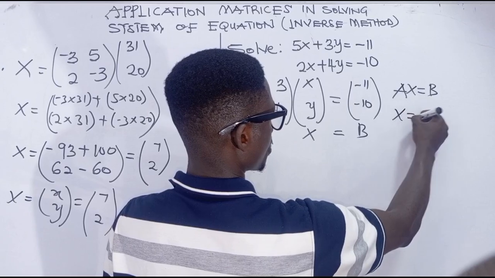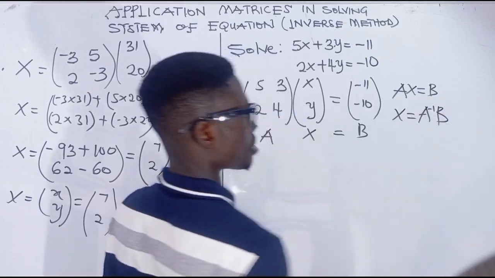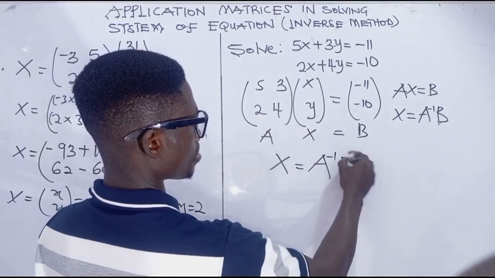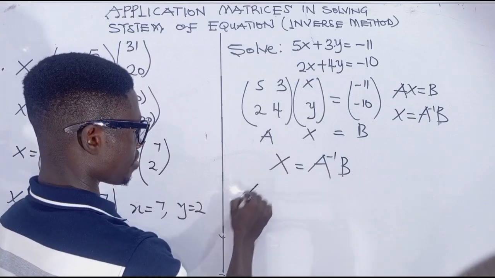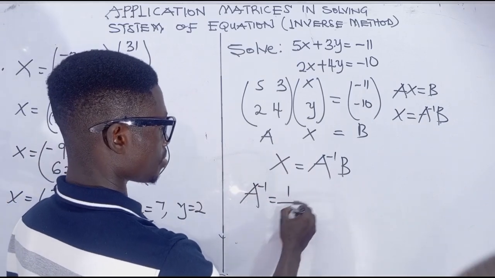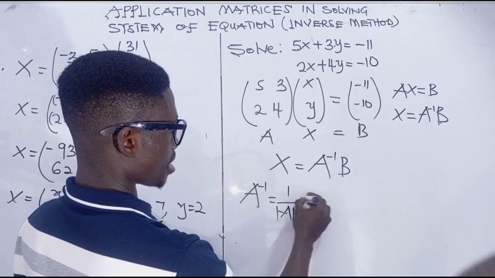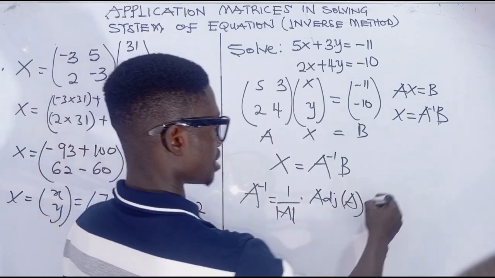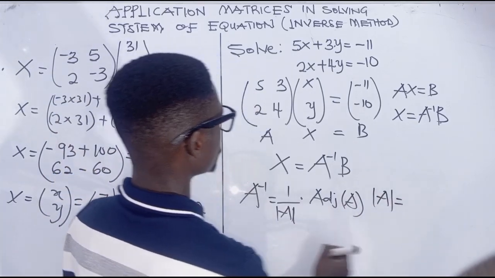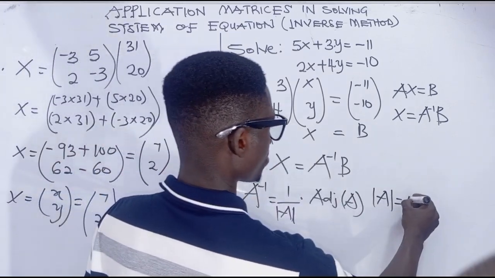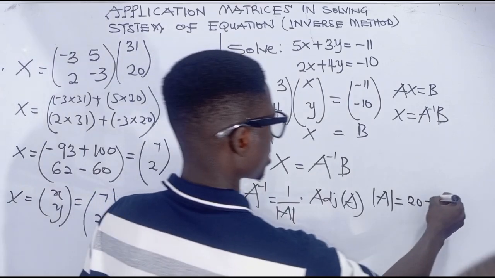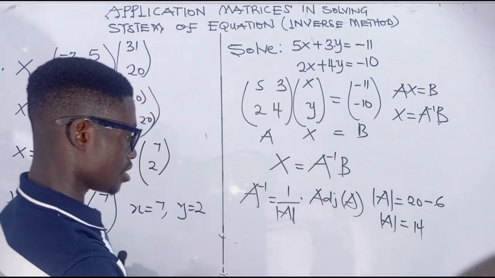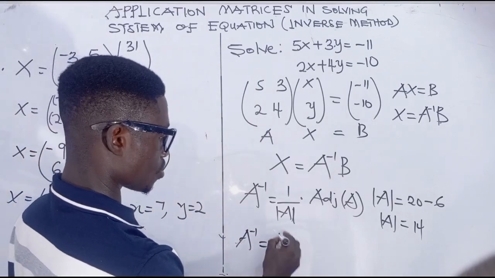So we can say that A multiplied by X is equal to B. So to find X, we are going to have the inverse of A multiplied by B. So first of all, we have to find our inverse of A using 1 over the determinant multiplied by the adjoint of A. So we have our determinant of A is going to be 5 times 4 will give us 20. This will give us 6. So our determinant of A will be 14.